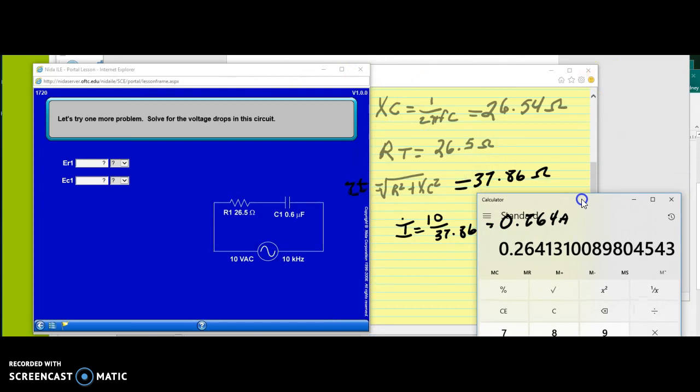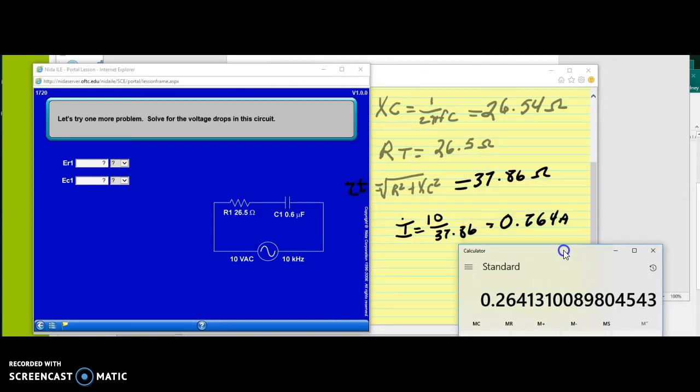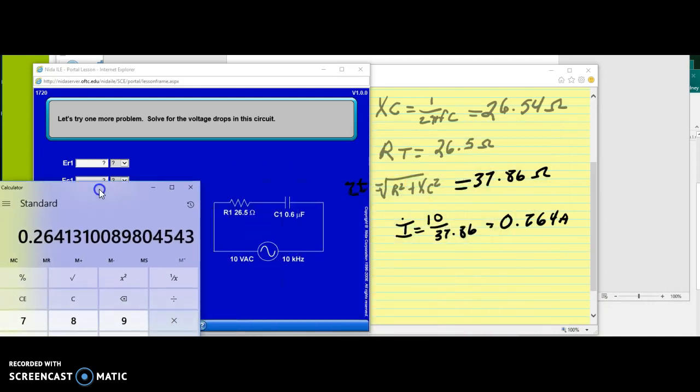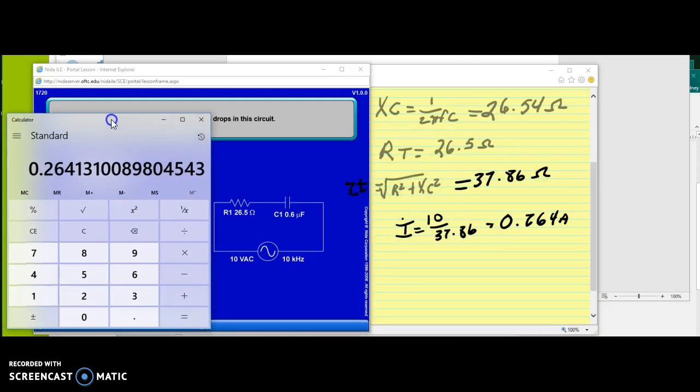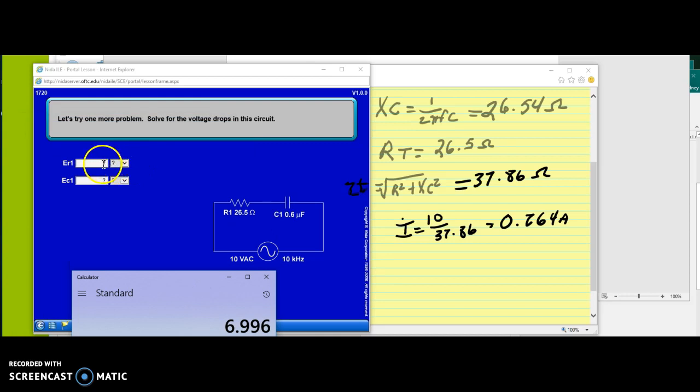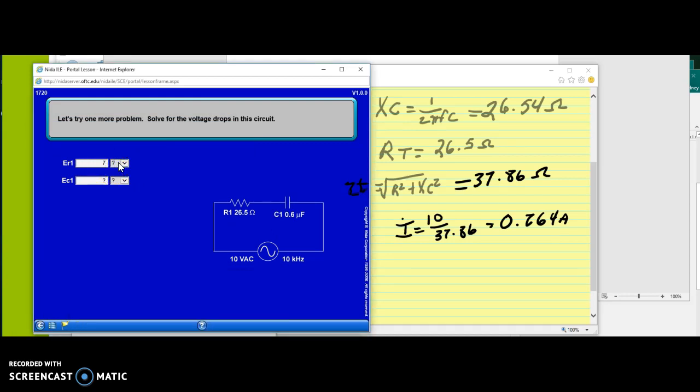And remember that formula is pretty much the same. We multiply I times R. Our I is 0.264 amps, and if we multiply it by R1, we get basically 7 volts. I think 6.996 is enough. We can round that to 7, and NIDA will be happy.